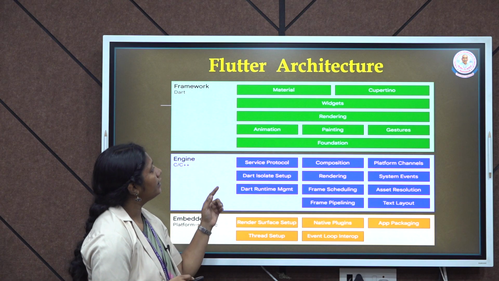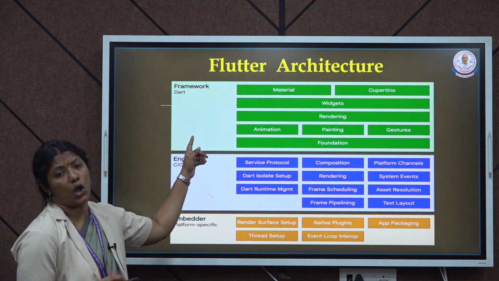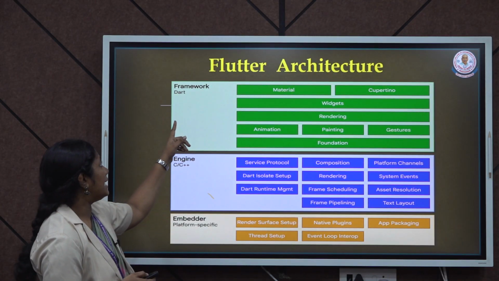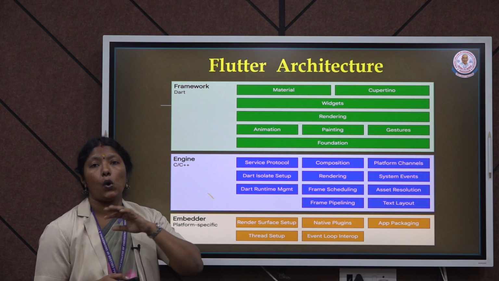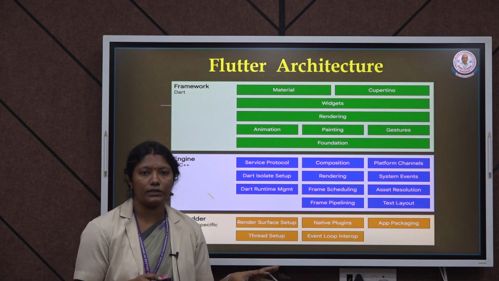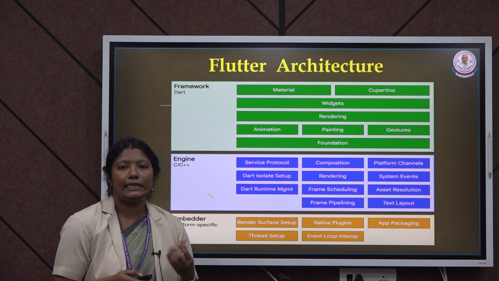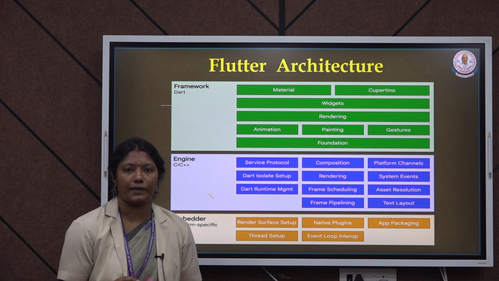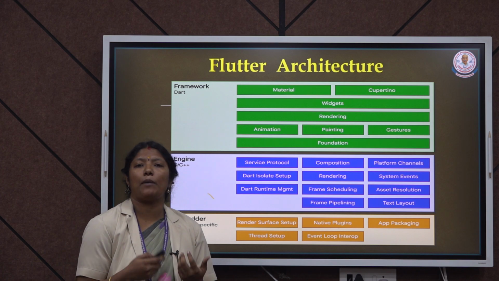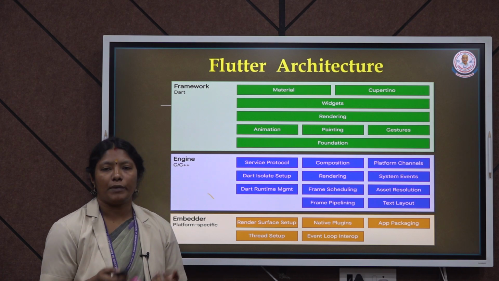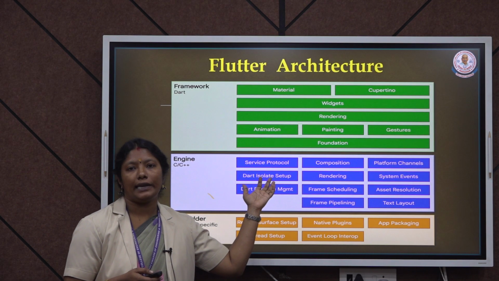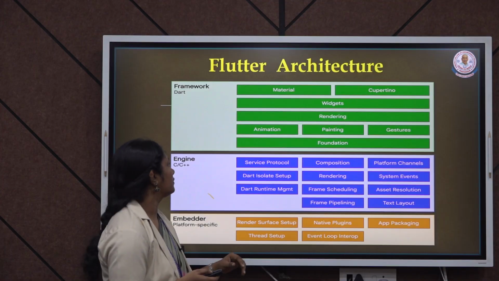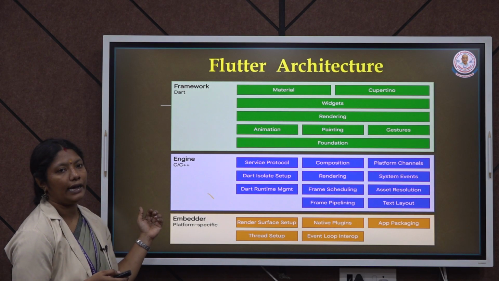The framework is the first, topmost layer, which is written in the Dart programming language. It includes all the libraries and tools that handle things like user interaction, how the app looks, animations and so on. Most of the time developers spend in this layer, followed by the engine.